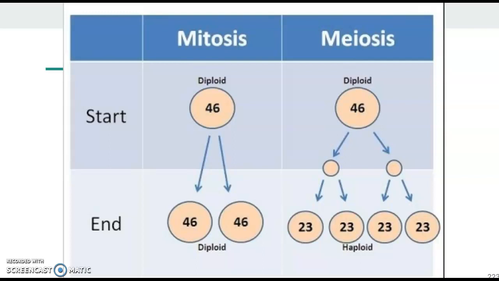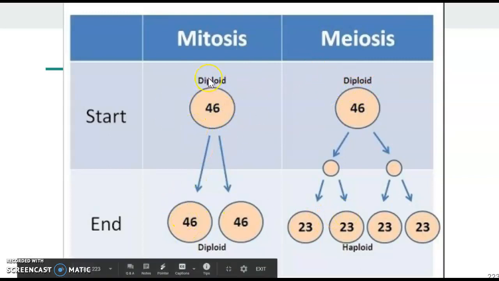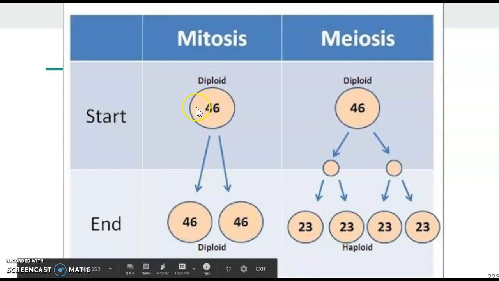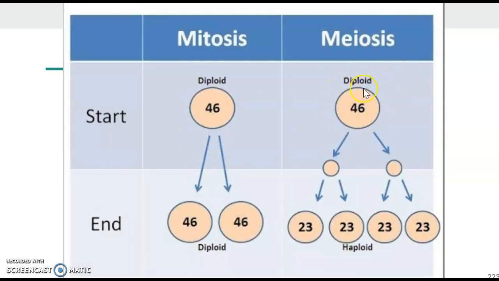That's what makes babies. The big difference between the two is in mitosis, whatever you start off with is what you're going to end up with because you have a duplication followed by a division. But in meiosis, you have one duplication followed by two divisions, so you end up with half of what you started with.